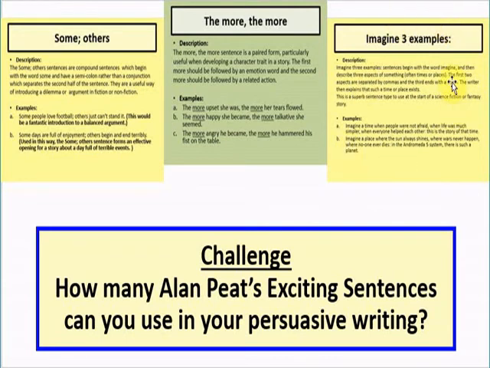So the sentence begins with the word imagine and describes 3 adjectives or something. Imagine a time when people were not afraid, when life was very much simpler, when everyone helped each other. This is the story of that time. Imagine a planet where the sun always shines, where wars never happen, where no one ever dies. In the Andromeda 5 system, there is such a planet.